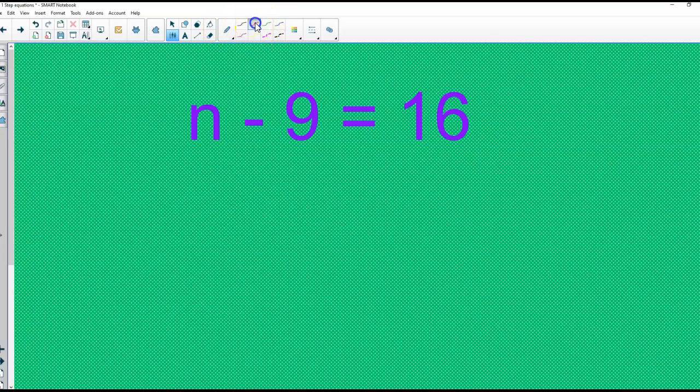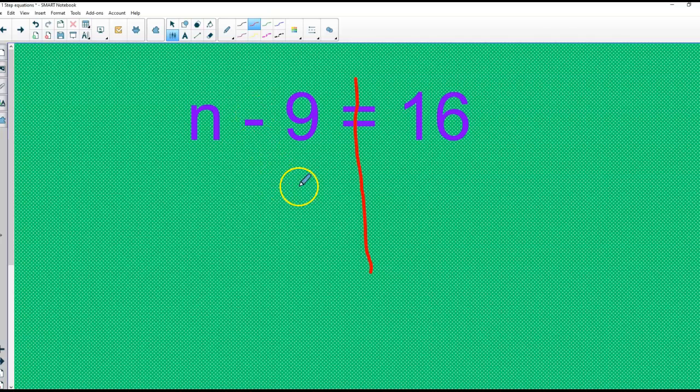Okay, let's look at this one. This equation says n minus 9 is 16. So we need to figure out what does n represent to make this equal 16. All right, so this one's a little different because this one is subtraction. Not much, but a little bit. So again, the left side of our equal sign and the right side must equal the same thing. They need to balance. So we still want to get rid of 9.